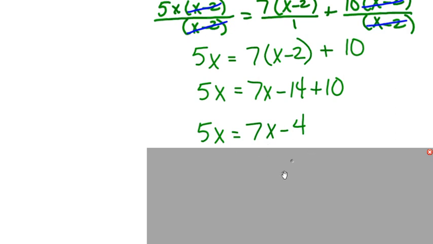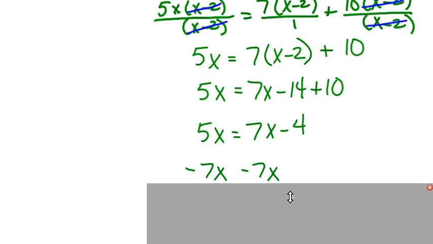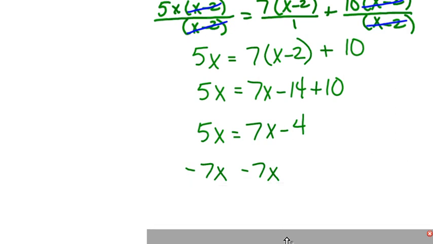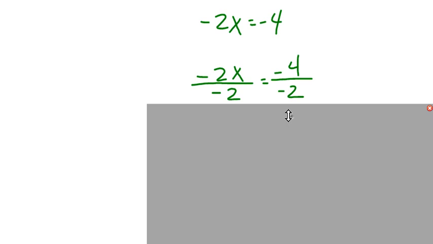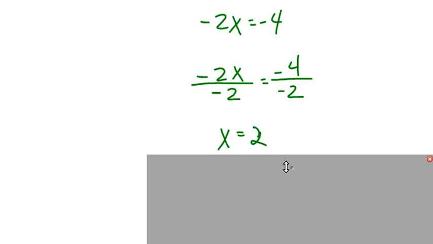We can combine our linear terms by subtracting 7x from each side, and that would bring us to negative 2x equals negative 4. To undo this multiplication, we can divide by negative 2 on each side. So x equals 2.